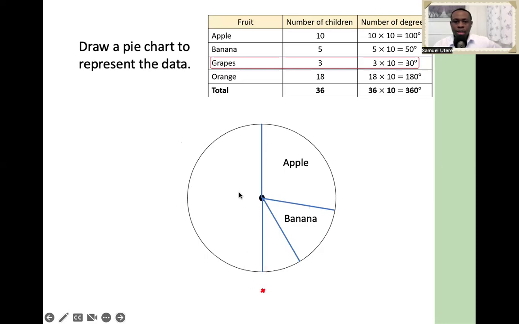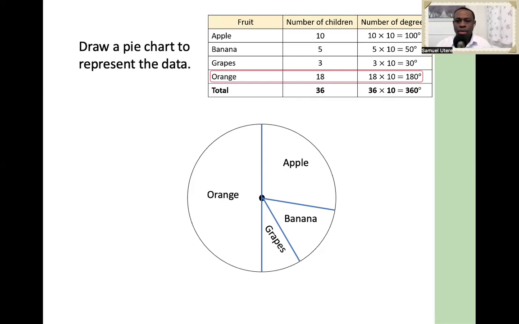Now you can see that this part represents 180 degrees, which represents oranges. So we'll mark the parts of the sectors with their correct labels.